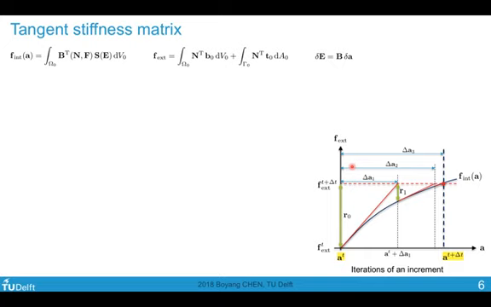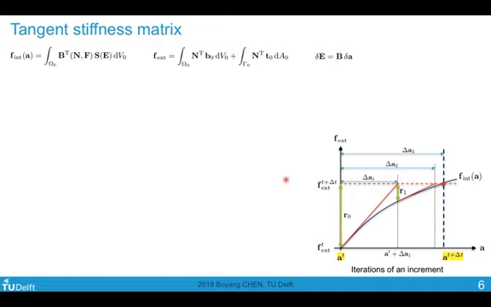Having obtained our internal force vector and external force vector, the next thing to do is to calculate the tangent stiffness matrix. I would like to bring you back to this plot where we talk about iterations of an increment. Here, the important elements are the residue, which is the difference between the external force vector and the internal force vector, and the tangent stiffness. Using the two, we can then calculate the estimates of our incremental solutions and the corrections to them.